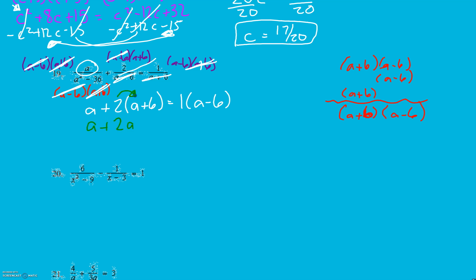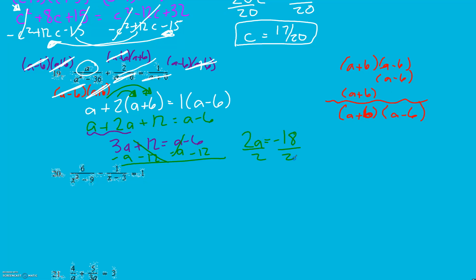Here I'm going to distribute. Okay, combine like terms. Get all your variables together on one side, and all of your number parts on the other. It's going to give me 2a equals negative 18, divided by 2, and a equals negative 9.